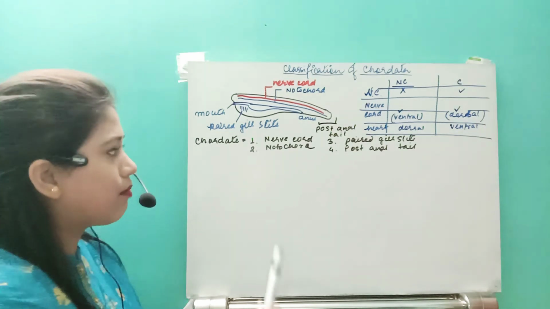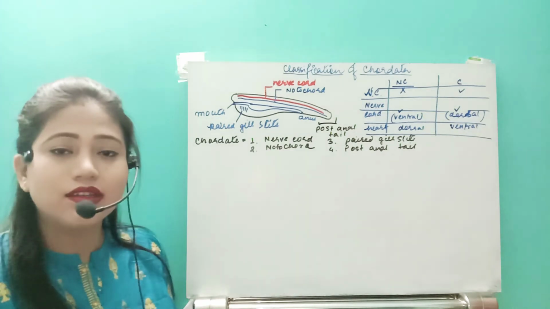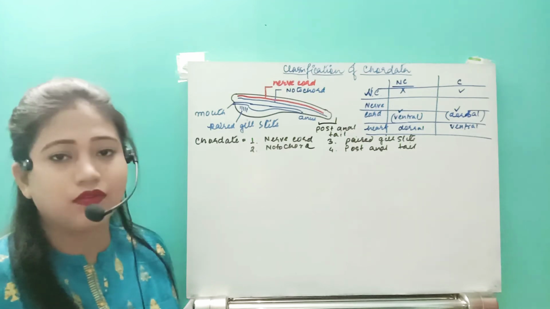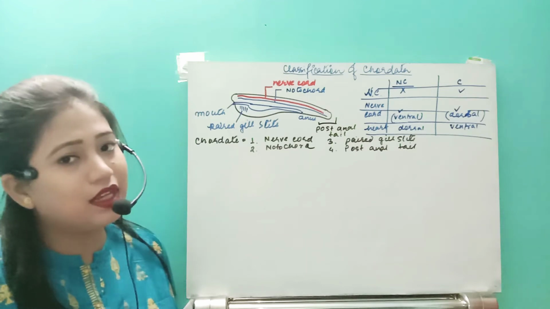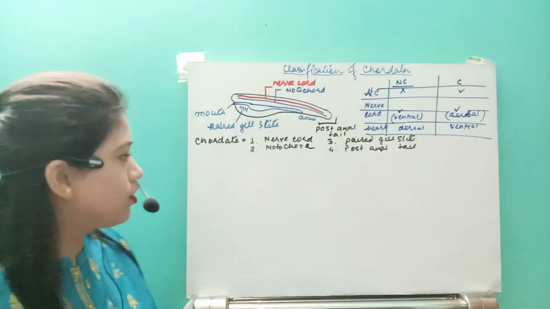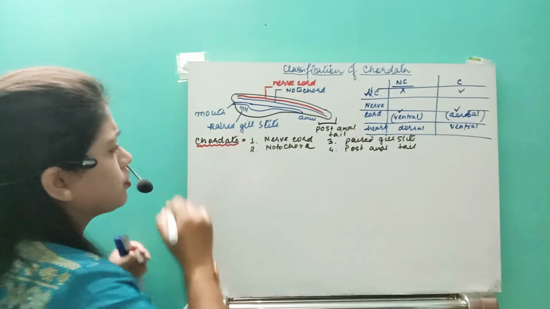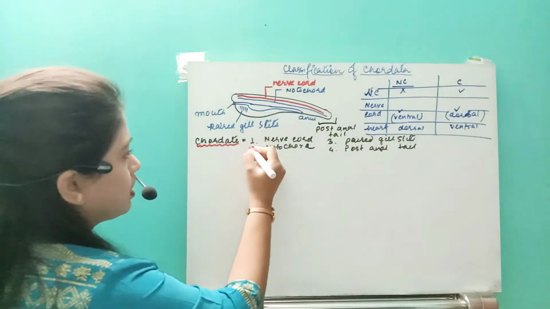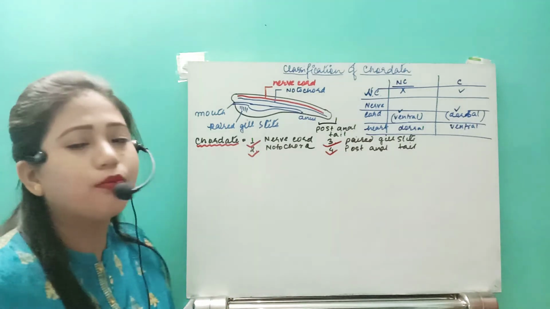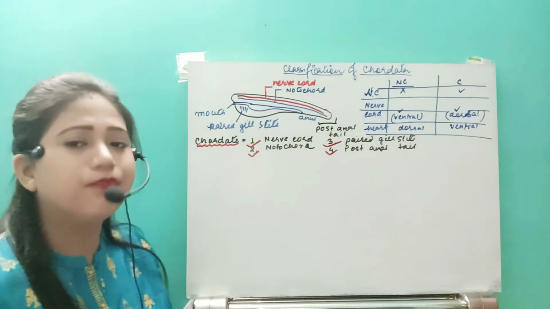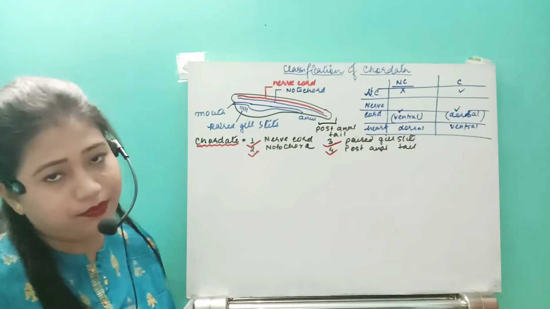But yes, what happened, at least in one period of our lifetime, these 4 characteristics will be present. Either they will be present throughout the life, persisted throughout the life, or if not, then at least in one period of their life they will be present for sure, okay? So that's why these characteristics are known as the primitive characteristics of the chordates. What are they? Presence of nerve cord, presence of notochord, presence of paired gill slits, and presence of post-anal tail. Remember that.